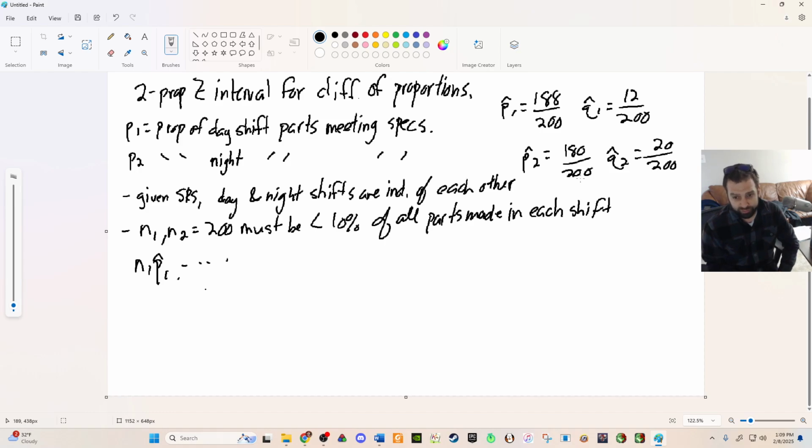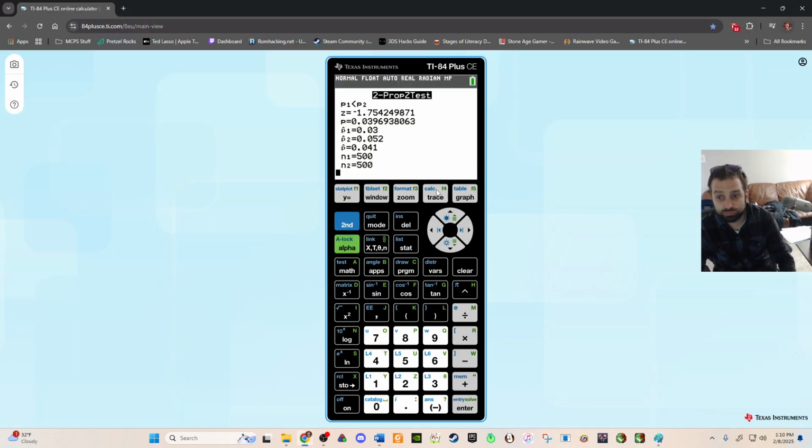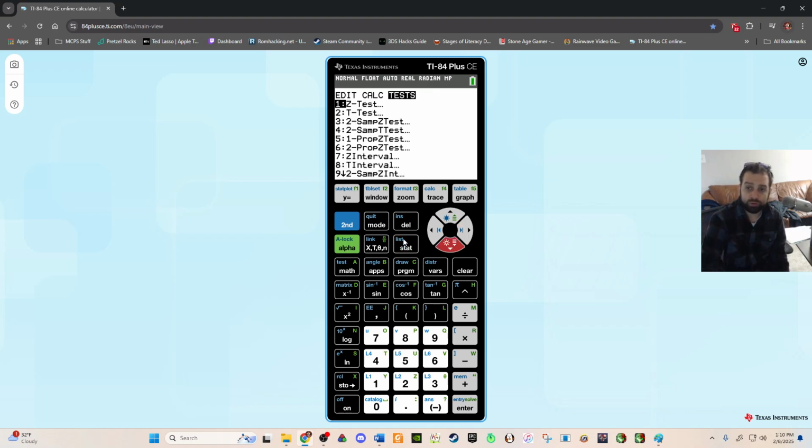Okay. So the formula, plus or minus. That's the formula. It's good to know it. However, you can go right to the calculator. We're going to go to two proportions Z interval.